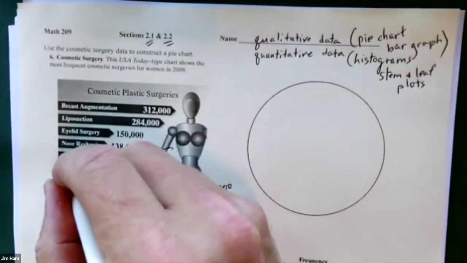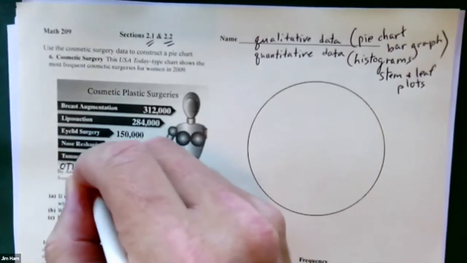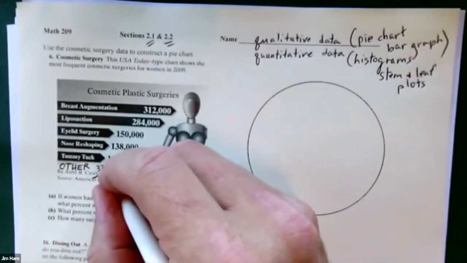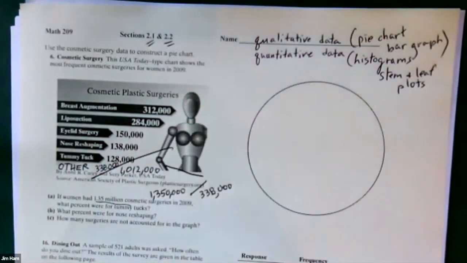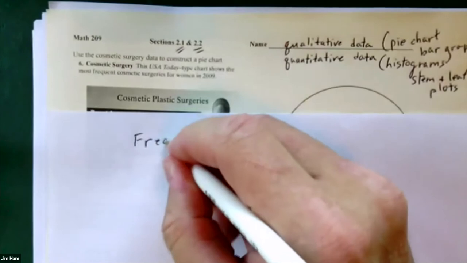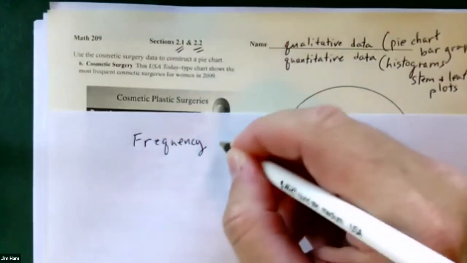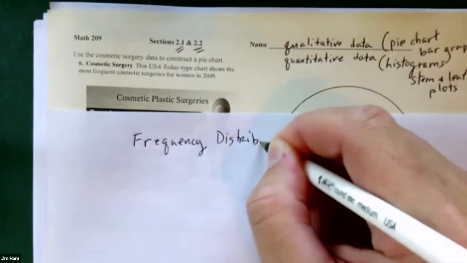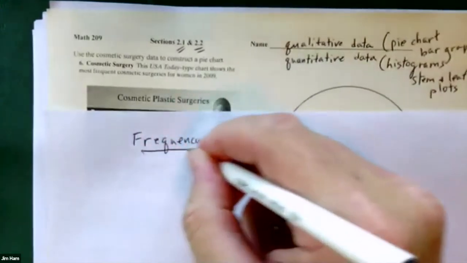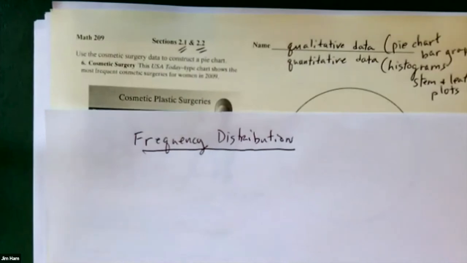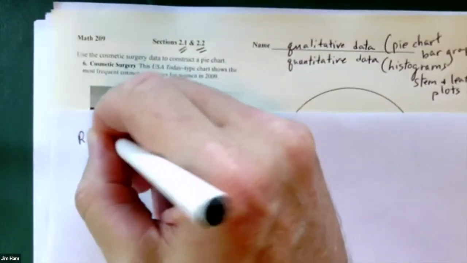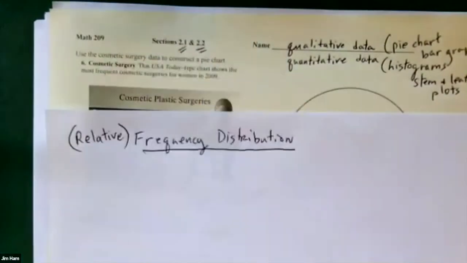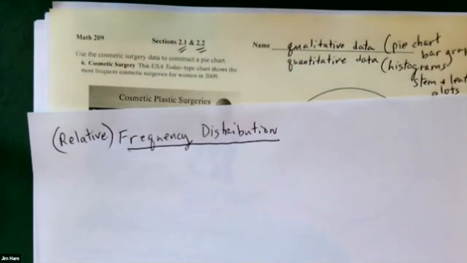So I'm going to create another category here, other, and write in the 338,000. Then those six numbers would all add up to 1.35 million. All right, so you're going to see something called a frequency distribution. And sometimes they're going to throw in the word relative frequency distribution. So with this example, I'd like to show you what is meant by frequency distribution.